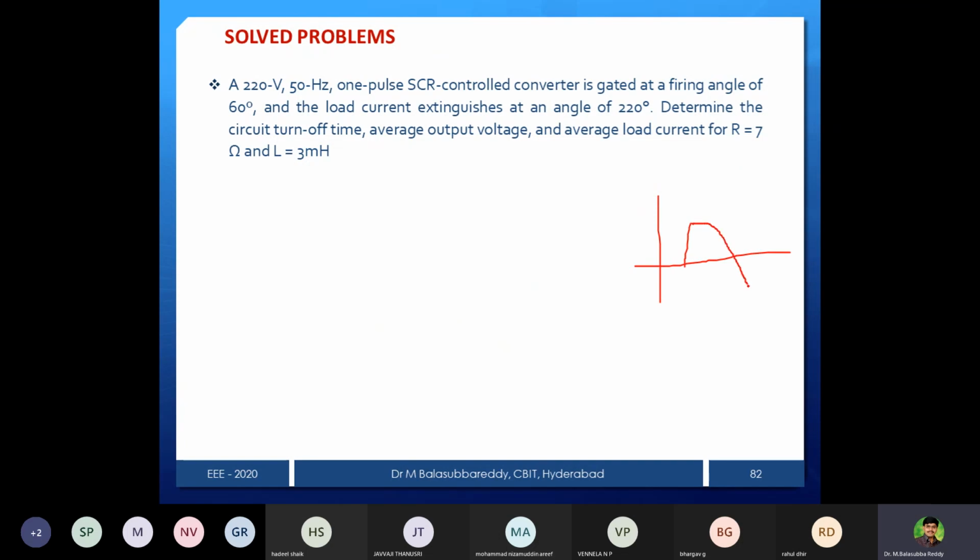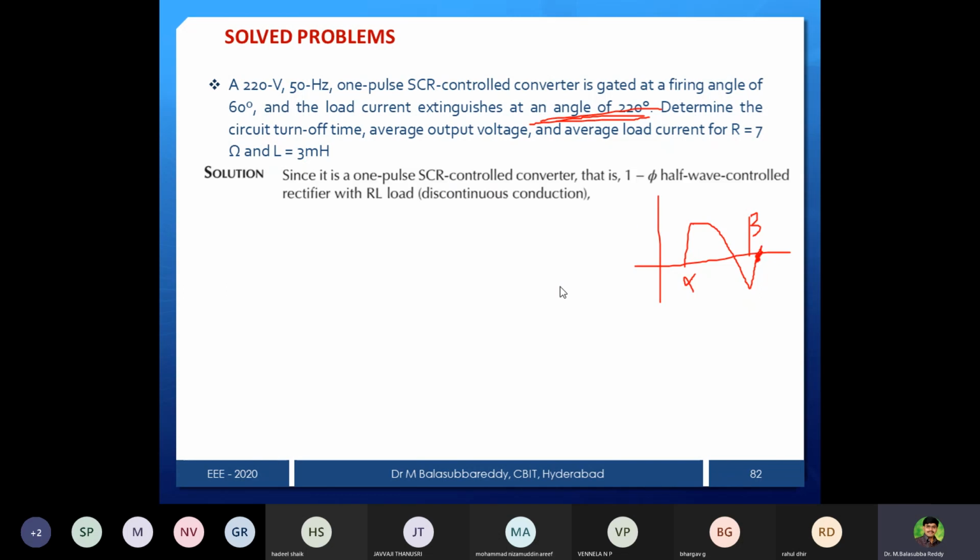Every time, try to remember the waveform. It makes it easy to solve the problems, or derivations, or anything. Now, the conduction starts at alpha and ends at beta. It is not continuous. So with an RL load you end at beta, because beta is given. The extension angle is 220 degrees. Then the device is going to turn off at this instant.